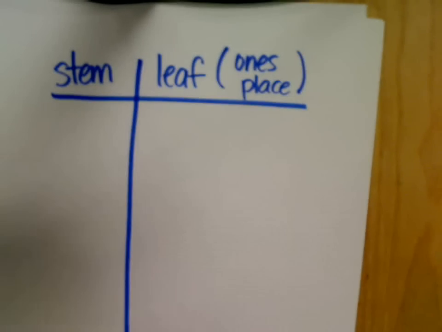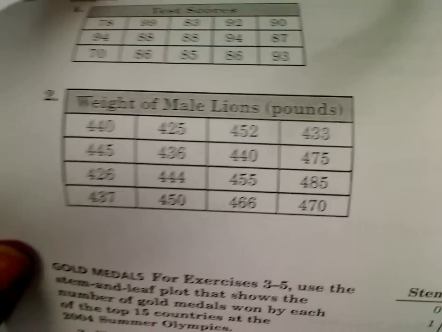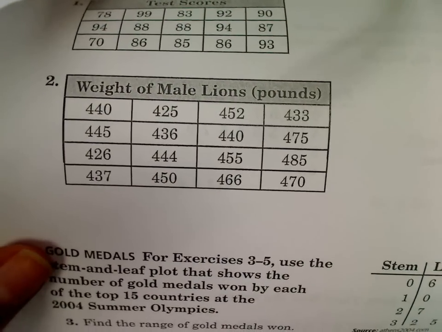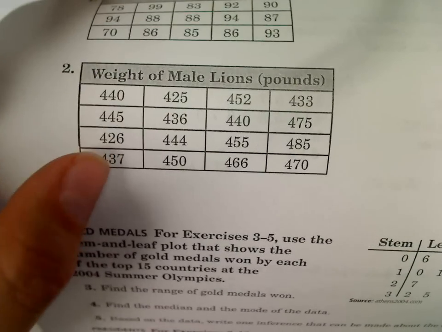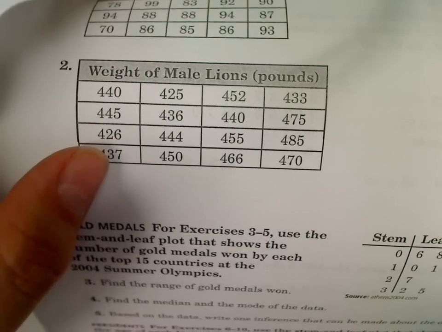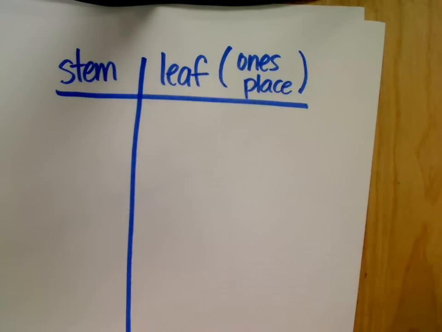Ones place. So in this situation, my stem is not just going to be my tens because I don't have any numbers that are in their tens. There's no 13, no 19. These are all hundreds. So if I'm leaving out the ones and the ones place is what belongs in my leaf, then what do I need to put in my stem? Like 42. Good. Like 42 or 43 or whatever.